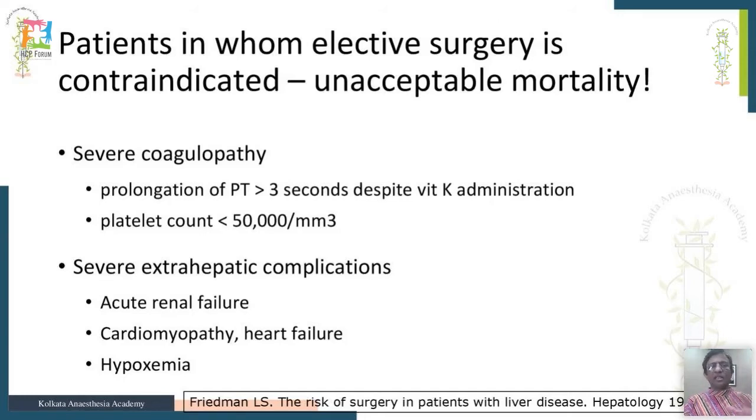When will you suspect? If they show you signs of hepatic encephalopathy, a prolonged INR of greater than 1.5, severe jaundice on examination, tender hepatomegaly, or right upper quadrant tenderness. These are markers that should alert you that this person can have those things.